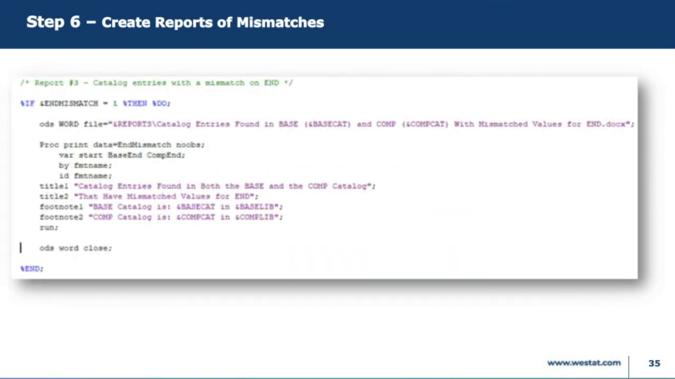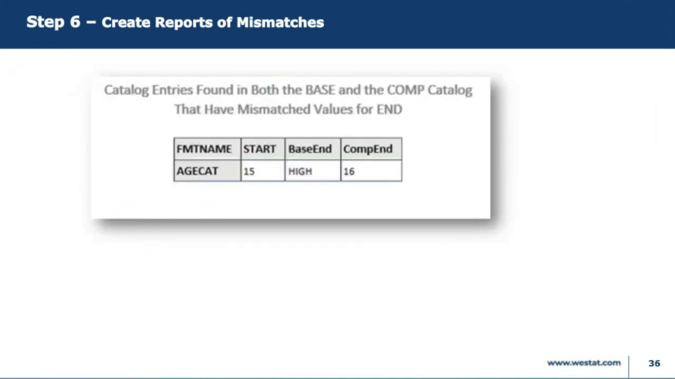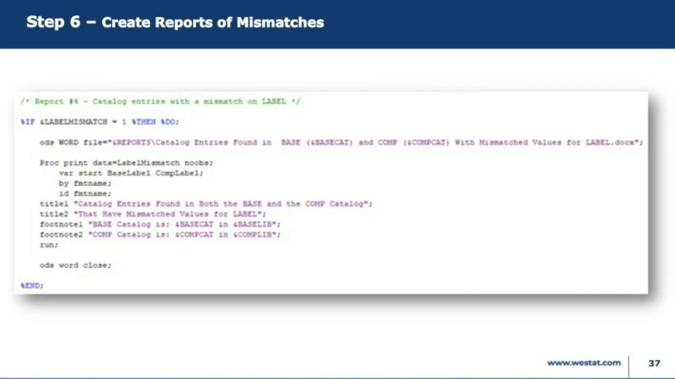We do the same thing in creating catalog entries with a mismatch on end. And in this example, the output is both of them matched on format name and start, but the base end said high, but the comp end said 16. Definitely got to look into that. And then we have the same example for where there was a mismatch on label. Here's an example of that.